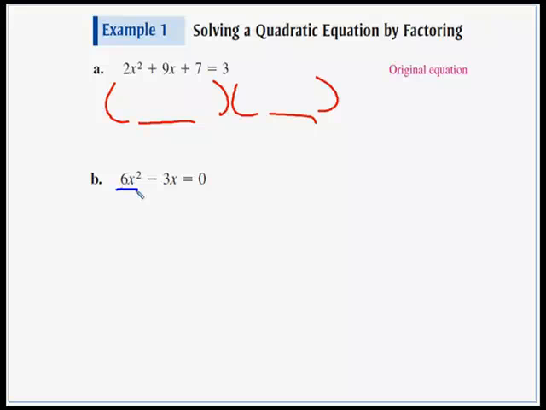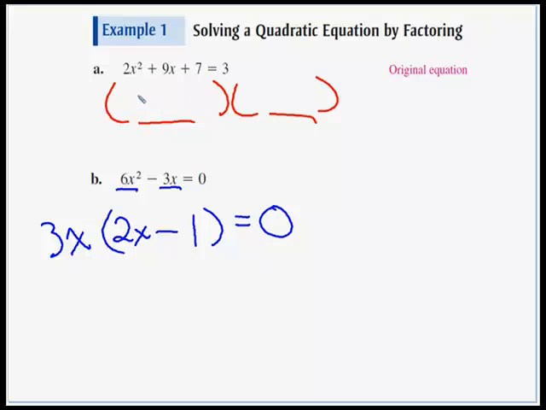I look at each term here, 6x squared and 3x, and I realize that I can factor out a 3, and I can factor out an x. So that would leave in the parentheses, 3x times what is 6x squared? Well, that's got to be a 2x. And then minus 3x times what is 3x? Well, that's got to be a 1. And that is equal to 0.